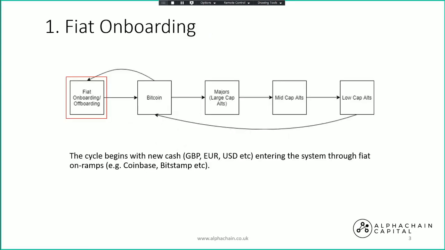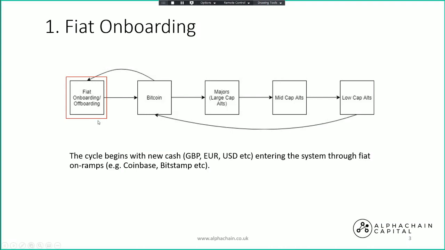Now here are the details of the cycle. It's an overview of the flow of funds. Investors' funds typically flow from left to right before returning back to the beginning again across 6 to 7 stages. So the cycle begins with Fiat onboarding in the left, in the red.